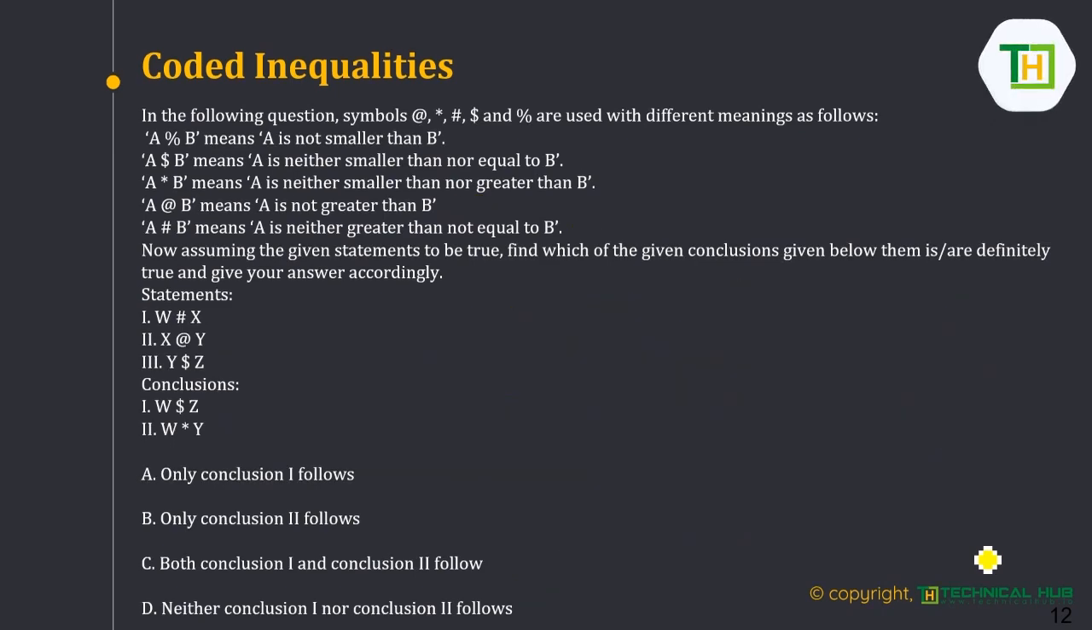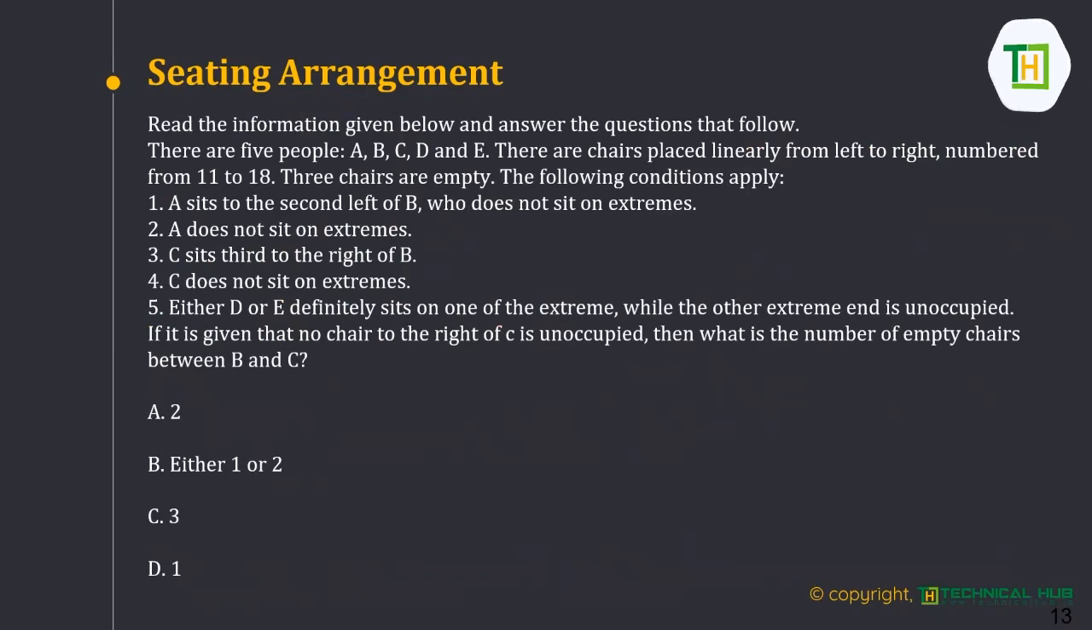First of all, read the information. What is the given? There are 5 people, A, B, C, D, and E. There are chairs placed linearly from left to right, numbered from 11 to 18. The chair numbers are 11, 12, 13, 14, up to 18.